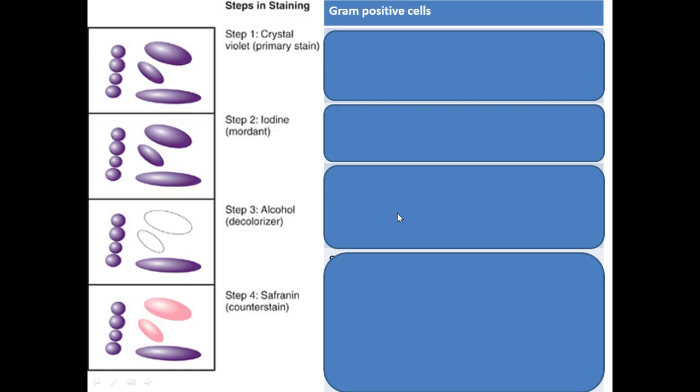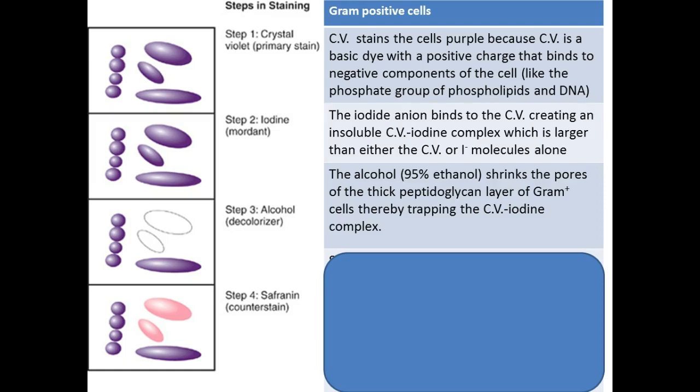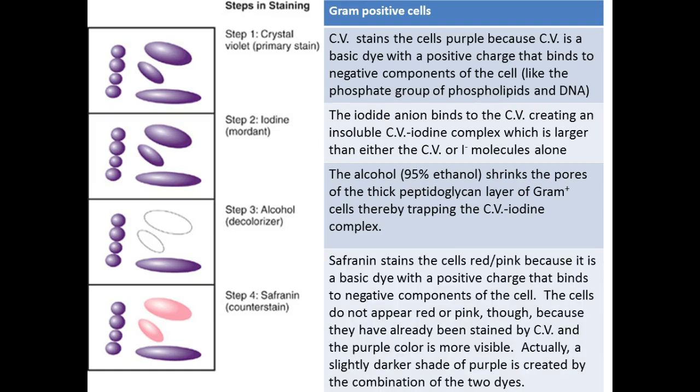When you decolorize, these guys, if you do it correctly, should stay purple, right? Your gram positives. Again, because we're shrinking it in and trapping in the crystal violet iodine. And then we will stain them with safranin, but remember, it's going to stay and appear purple because the purple is brighter than the red.